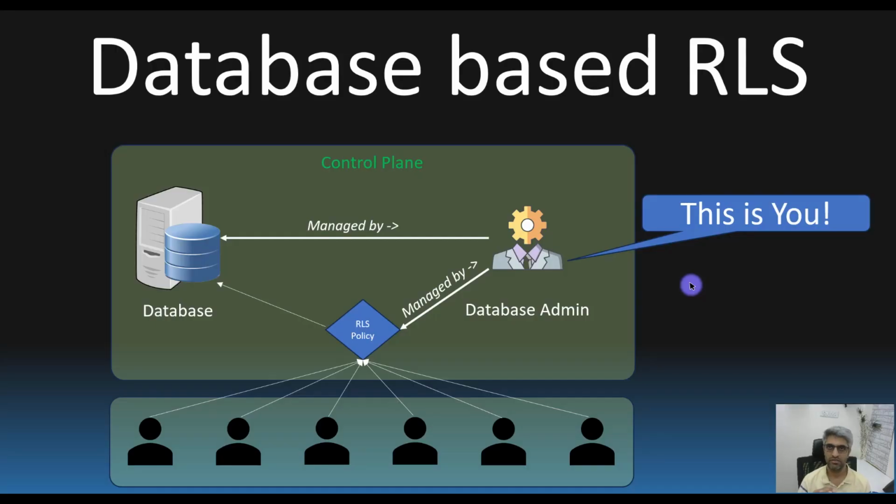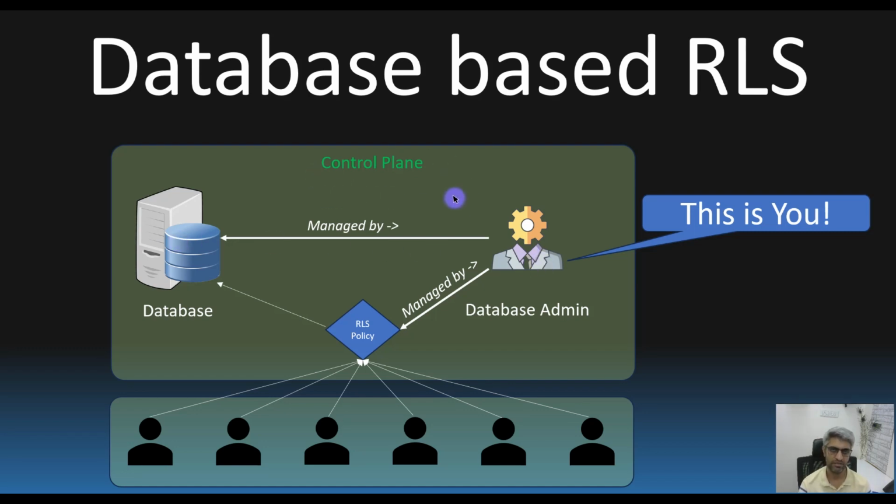So now that we have seen the database-based RLS in action, let's summarize it by looking at what kind of situations it's useful in, and also the pros and cons of this approach. So here I've created this simple diagram. You can put yourself in the shoes of the database admin, or someone who's responsible for setting up the database. So here is the database admin. On the left side is the database, and let's assume that the resource, which is the database, as well as you are in the same control plane.